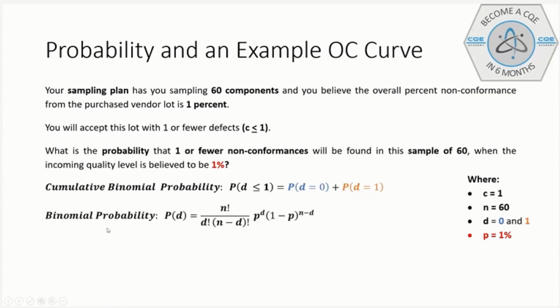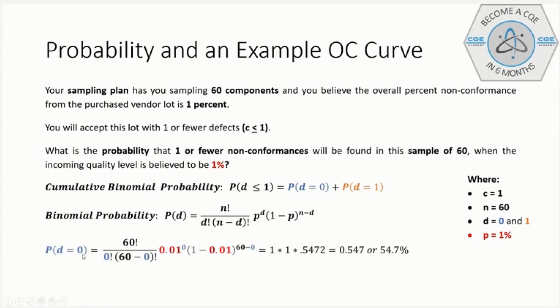So here's that binomial probability equation. And so let's look at what this looks like for 0 defects. So the probability of performing this sampling plan on 60 units and finding 0 defects is essentially we can plug in all of our variables and calculate a 54.7% probability.